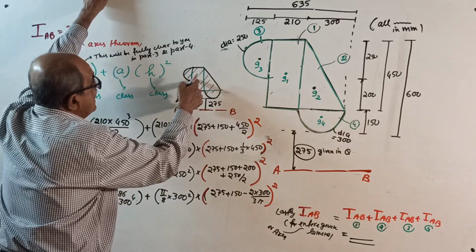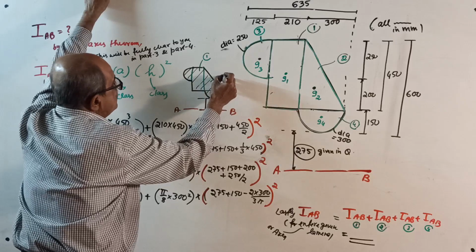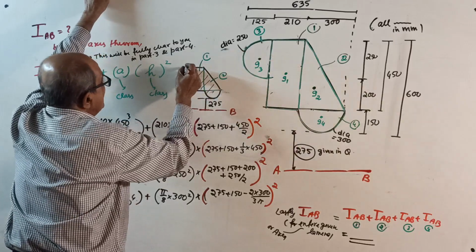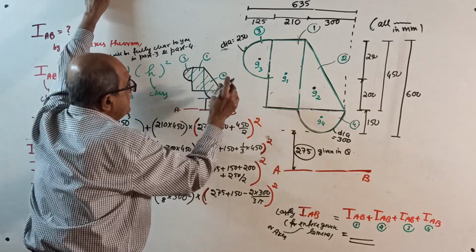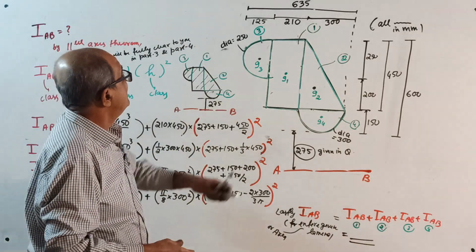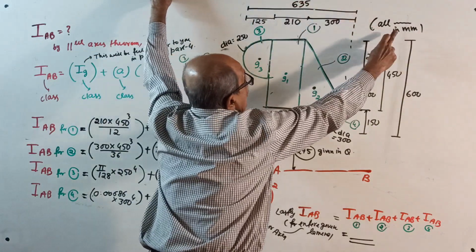Okay, one rectangle I will take as 1, one triangle I will take as 2, one semicircle I will take as 3, and one more semicircle this way I will take as 4. The quadrant I will not consider here. Then imagine these are the distances given, all in millimeters.